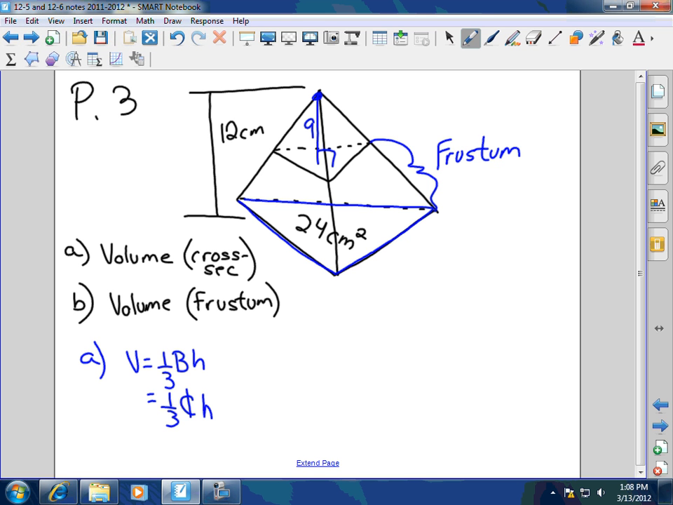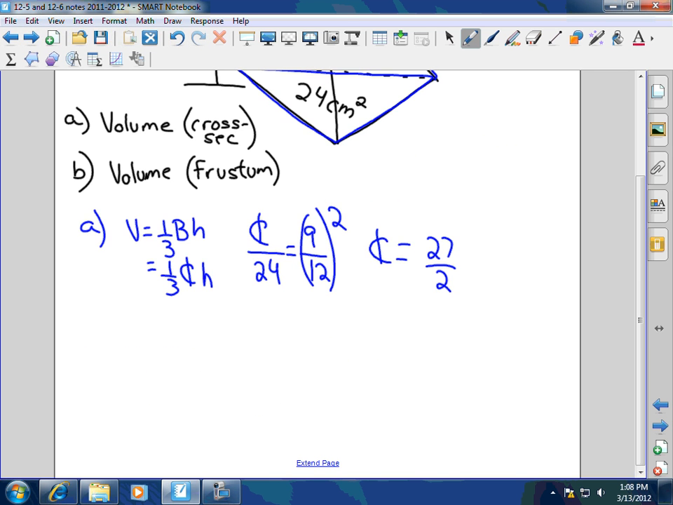Now, I don't know how to do this. I cannot find this, but I do know that the cross-sectional area over the base area is equal to the K over the H squared. So the cross-sectional area, after you make that calculation, is going to be 27 over 2. Now that I have my cross-sectional area is 27 over 2, the volume of my cross section is 1/3 times 27 over 2 times the height of 9 because I'm dealing with the cross section. So this is going to go to 9. So that's 81 over 2, so 40.5.